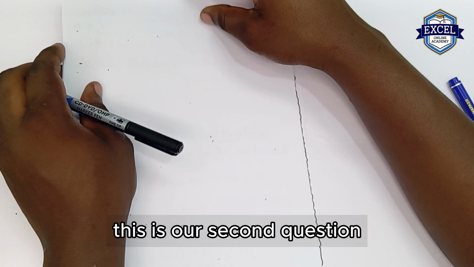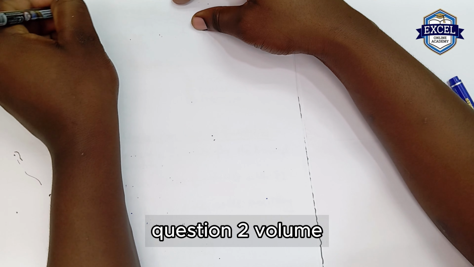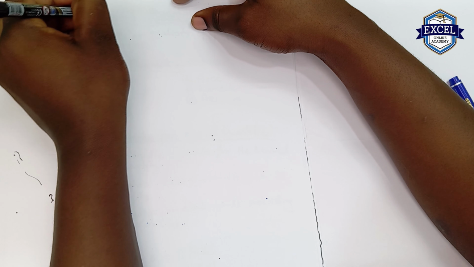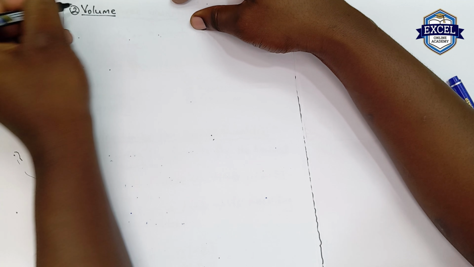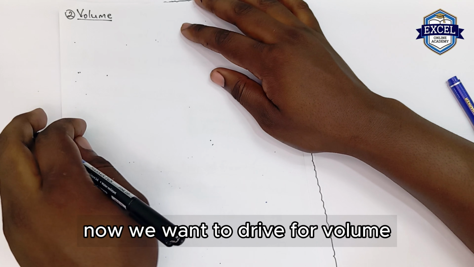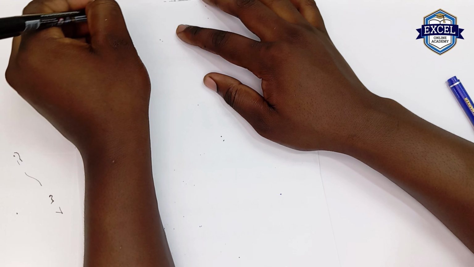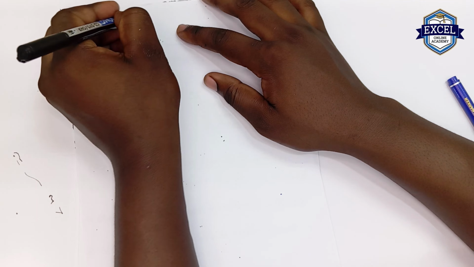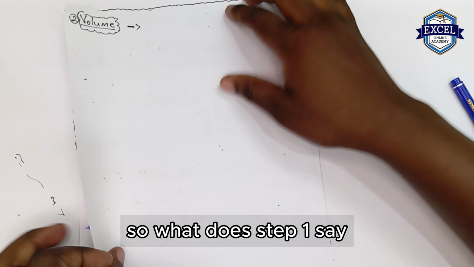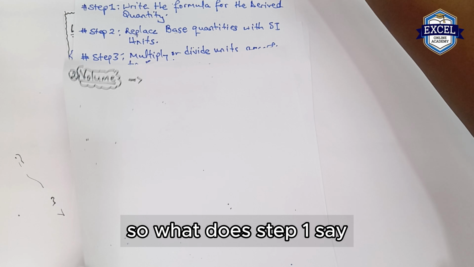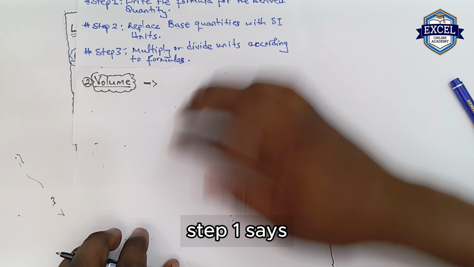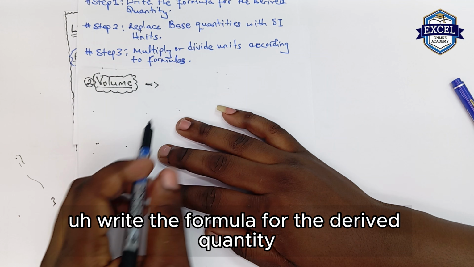This is our second question. Question 2, volume. Now I want to derive units for volume. I'm going to follow those steps. So what does step 1 say? Step 1 says write the formula for the derived quantity.